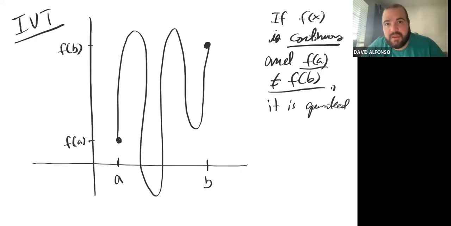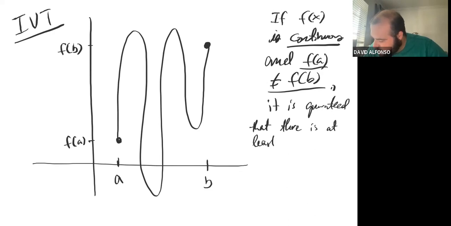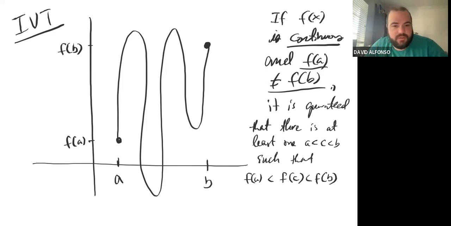But of course, to put that in proper terms, you'd say it is guaranteed that there is at least one c that's between a and b such that f of c is between f of a and f of b. Right? So that's the technical, proper way of expressing that concept.